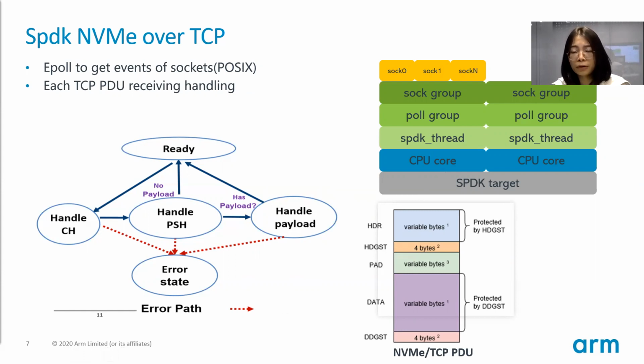An NVMe TCP PDU contains the common header, specific header, padding, payload, and digest regions. In the PDU handling state machine, it first handles the common header and then the specific header. If there is no payload, it is ready to handle the next PDU. But if there is a payload, which may include command or data, it goes to the next stage to handle the payload.